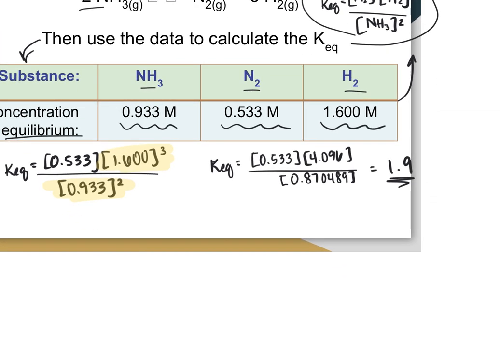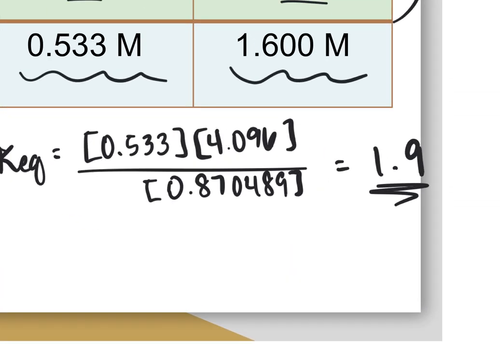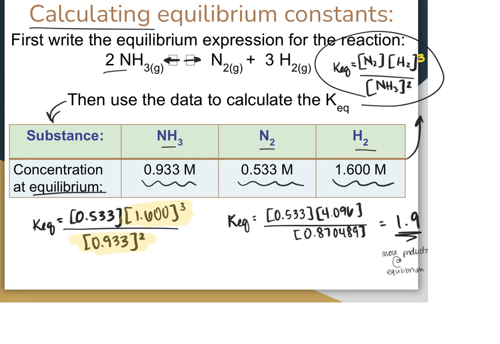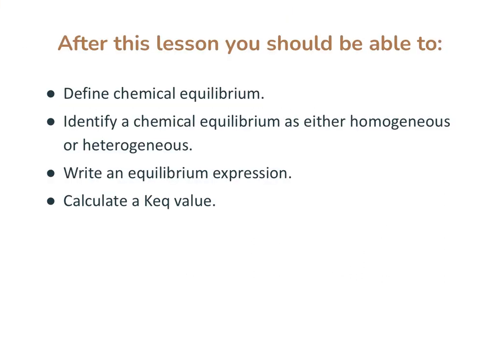So this value here, because our KEQ is greater than 1, that means there are more products at equilibrium. So if I was looking at this equation, I would have more products versus reactants, and that's what this equation can tell me. So hopefully by this point you understand what equilibrium is, the difference between homogeneous and heterogeneous equilibria, how to write those expressions, and then how to do the calculations. So let me know if you have any questions.